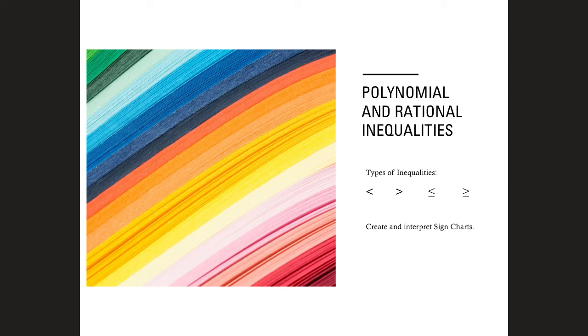Hey students, in this video we're going to be talking about polynomial and rational inequalities. The types of inequalities that we're going to see are less than, greater than, less than or equal to, greater than or equal to. And how we're going to be solving these inequalities is we're going to create and interpret a sign chart. A sign chart is going to help us determine when a function is positive, negative, zero, and undefined.